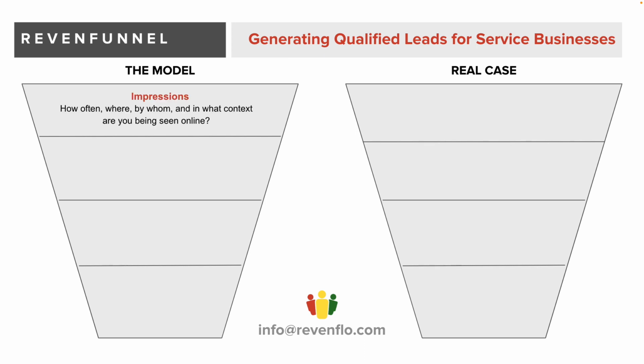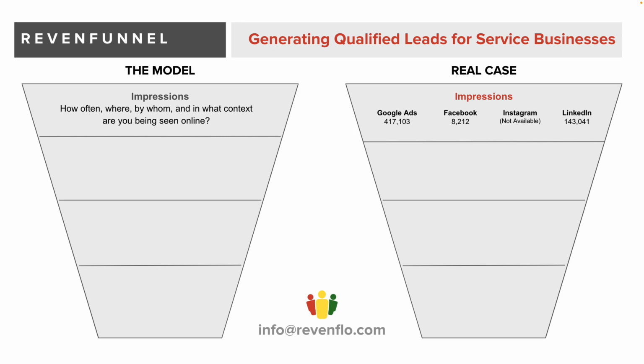So at the top of the funnel, what we have are impressions. An impression is when someone encounters you out there in the market, right? So how often, where, by whom, and in what context are you being seen online? Who's seeing you? What are they seeing? And all of that stuff. Those are impressions. And we can measure those impressions in our online marketing efforts by looking at how many times you were seen and displayed in Google Ads, in Facebook, and in LinkedIn, and in Instagram. This is with this particular client. These were the 4 areas where we were investing in getting more impressions.